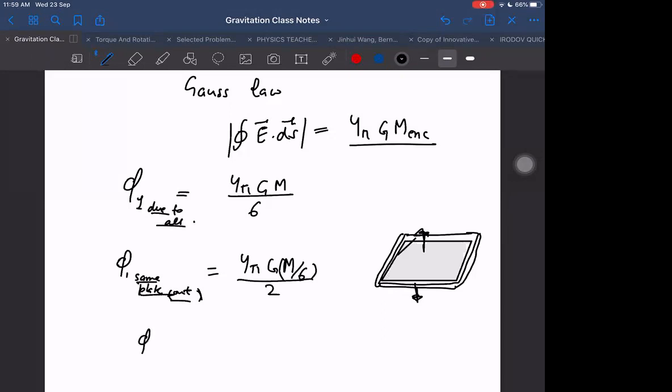What will be the flux now due to the remaining? Now I want to find the flux due to the remaining 5 faces. That I can get by subtracting the flux of 1 face from the total. I will subtract this other one, and then I will be getting the flux due to the remaining 5.